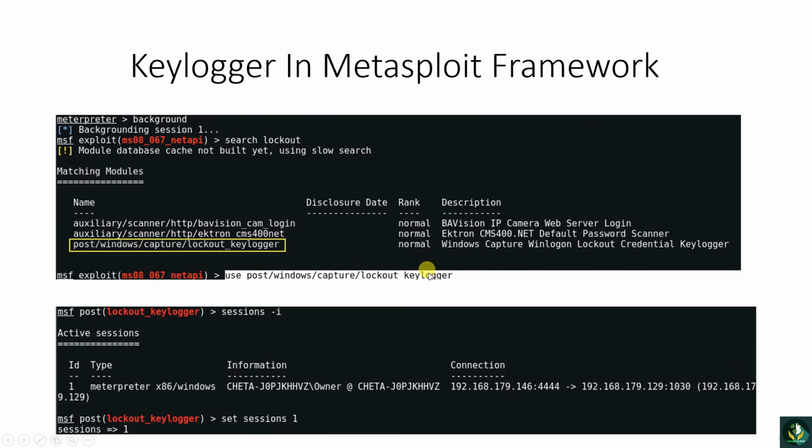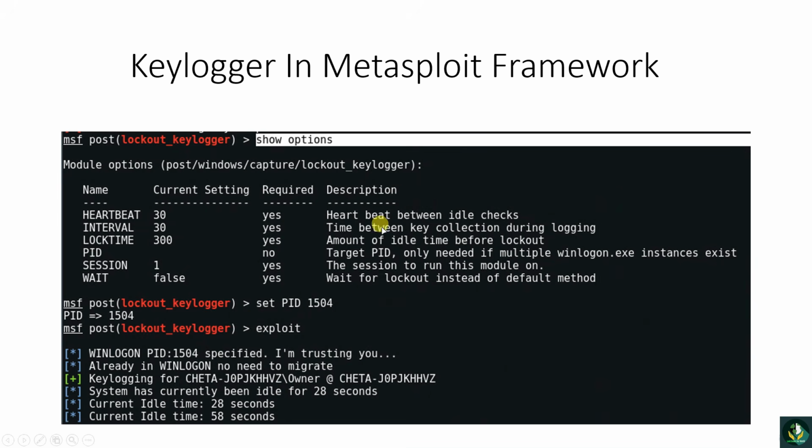After that you have to set the session number to the active session. In our case it is 1, so set SESSION 1. So we are going to set our session to 1. After that you have to set your PID value. Then type show options, it will give you all of those details.